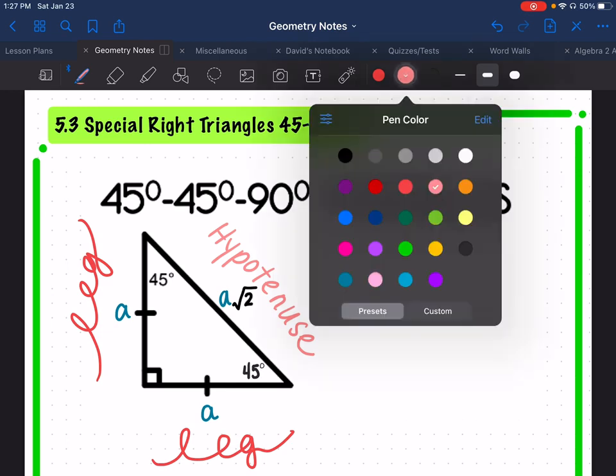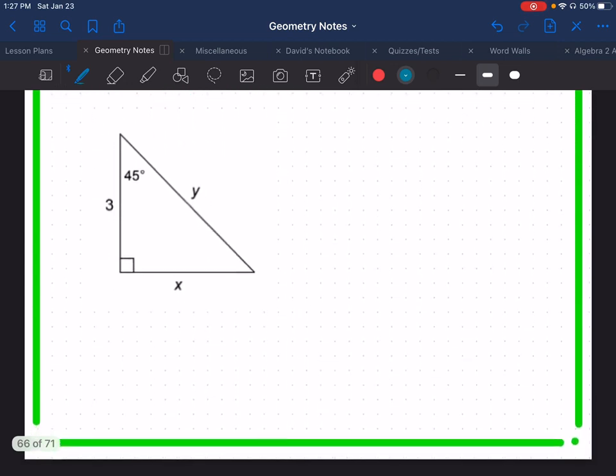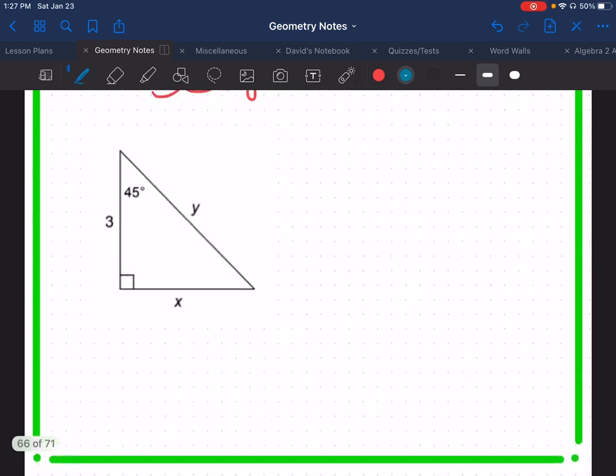Let me change my color for the labeling, and let's go ahead and get started with our first example. So here is my 45, 45, 90 degree triangle. Notice I only put one of the 45s in because it's implied that the other one is as well. I could quickly do the math. 180 minus 90 equals 90. And 90 minus 45 gives me a 45 degree at the other angle. So it's not necessary to add it, but it is there, okay?